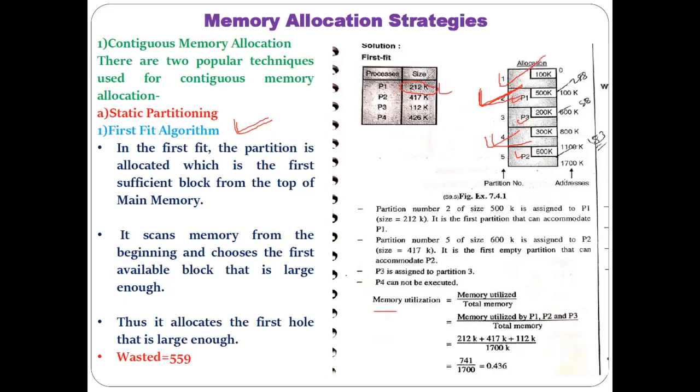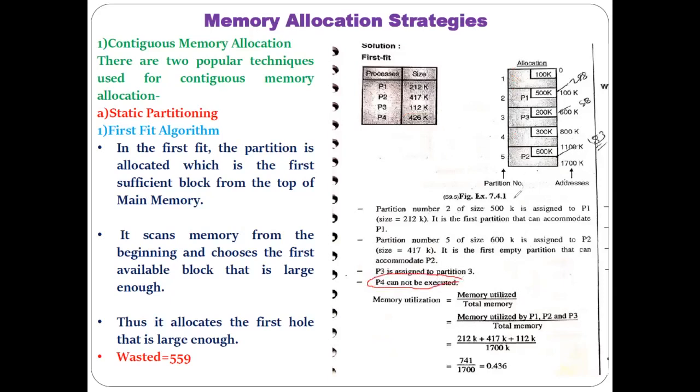Accordingly, what is the last process? P4. Its size is how much? 426K. Now, can we hold the 426K in partition 1? No. Can we hold the 426K process in partition 2? No, it is already allocated. Can it be put in partition 3? No. Can it be put in partition 4? No, because its size is 300K, and we want 426K. Can we put it in partition 5? No, because it is already allocated. So that is the reason you can see P4 cannot be executed because no memory blocks are available.